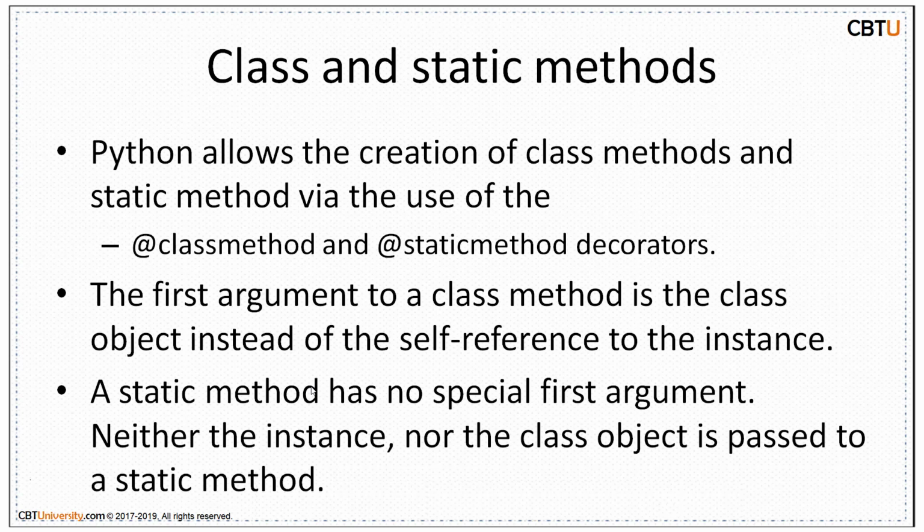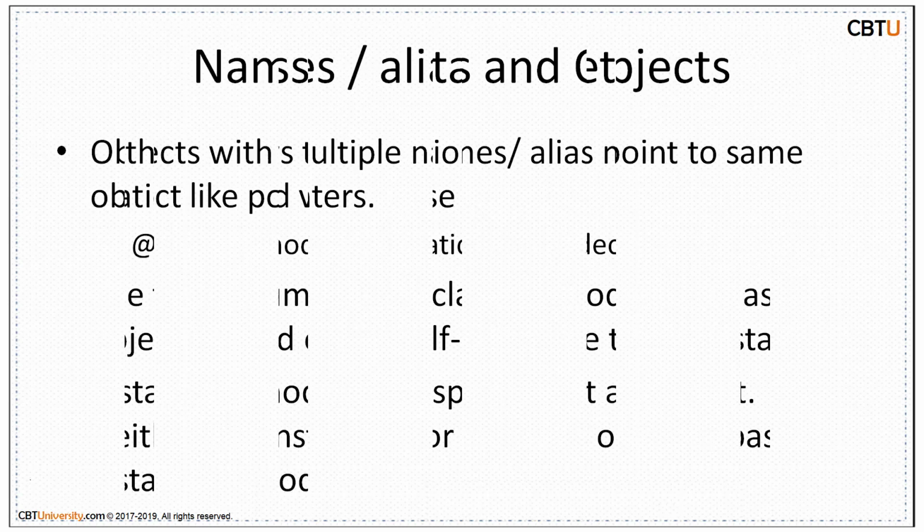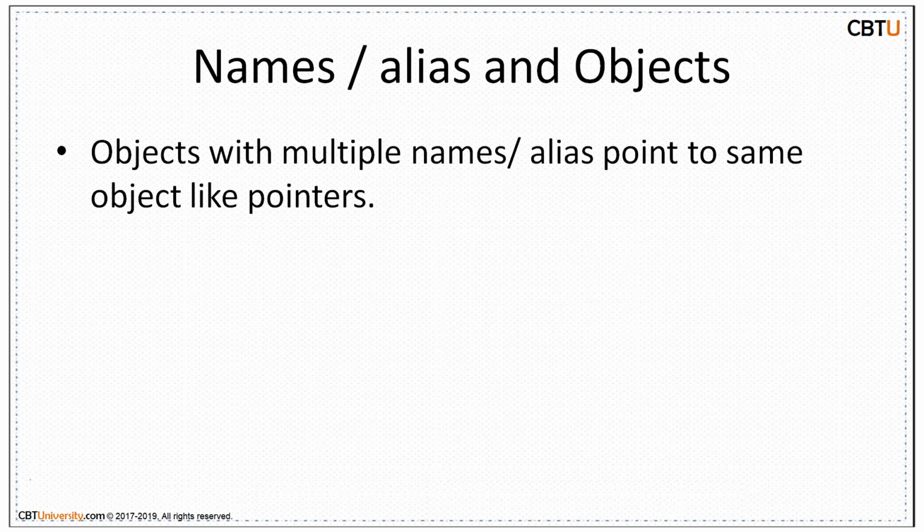Python allows the creation of class methods and static methods via the use of @classmethod and @staticmethod decorators. The first argument to a class method is the class object instead of the self-reference to the instance. A static method has no special first argument, neither the instance nor the class object is passed to a static method. Objects with multiple names, alias, point to the same object like pointers.